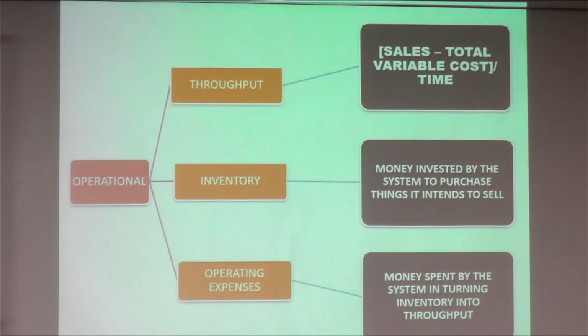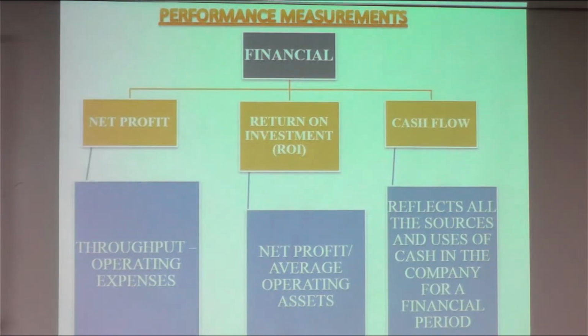Now, these are all operational parameters, operational definitions. You can define throughput, that is sales minus total variable cost, by time. Inventory is money invested by the system to purchase things it intended to sell. Operating expenses are money spent on the system in turning inventory to throughput. Throughput minus operating expenses is net profit.